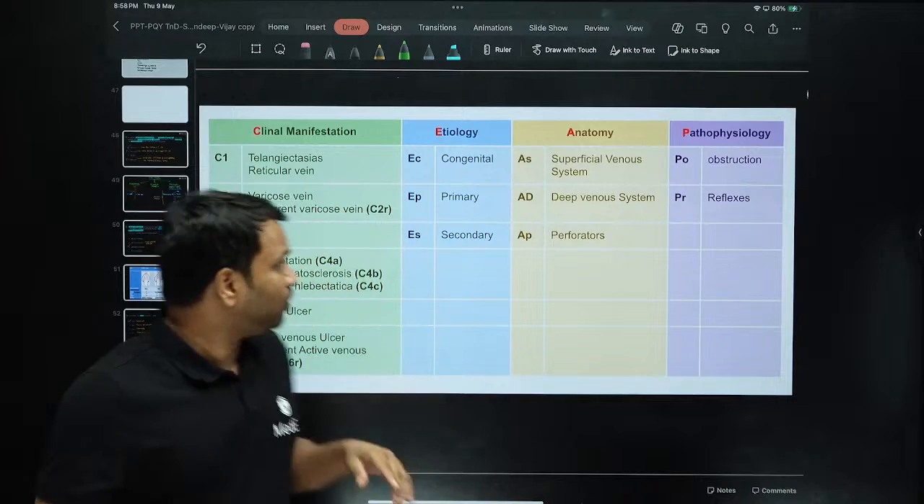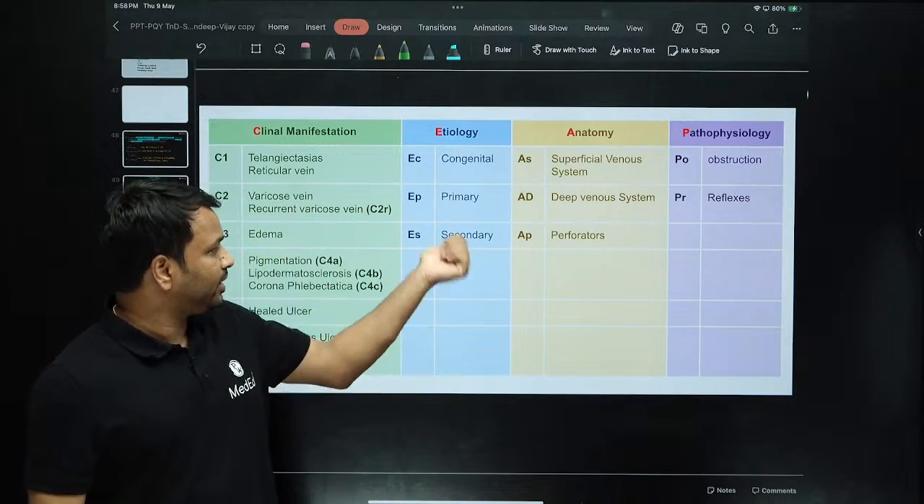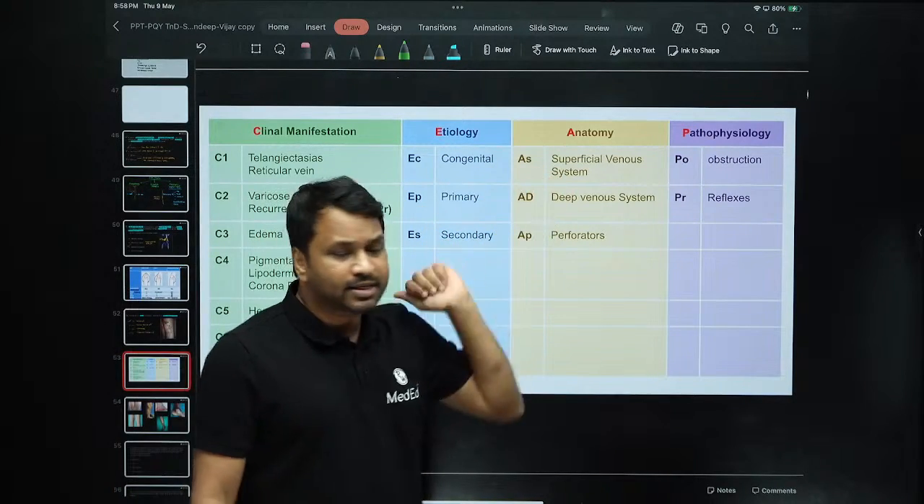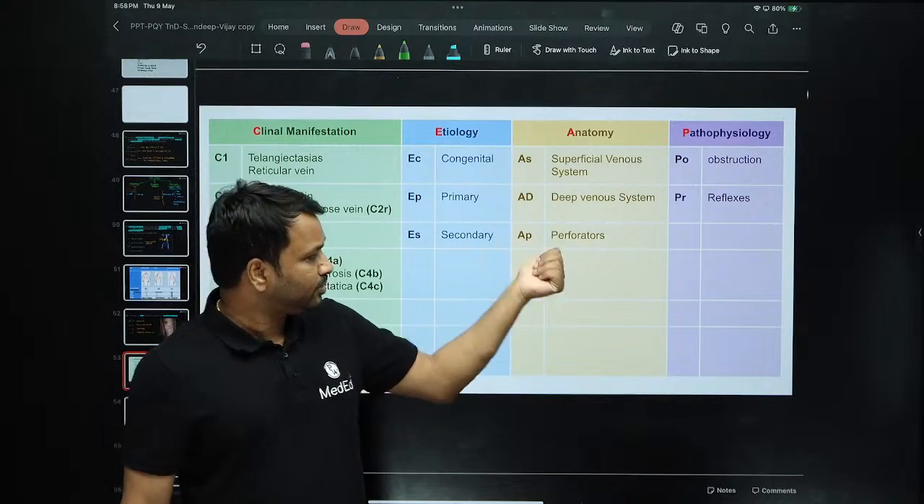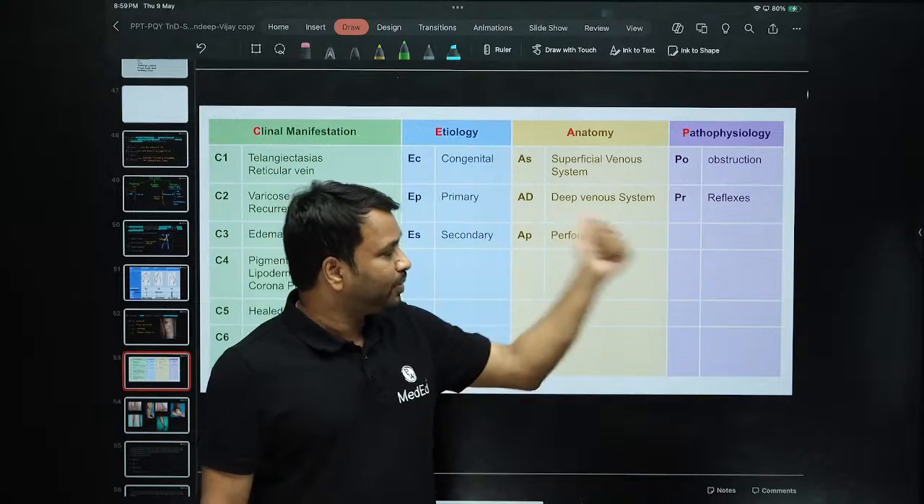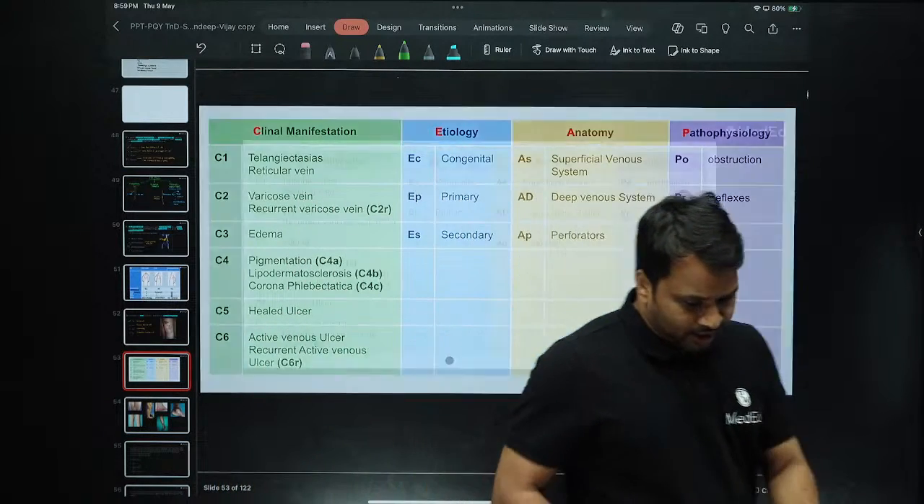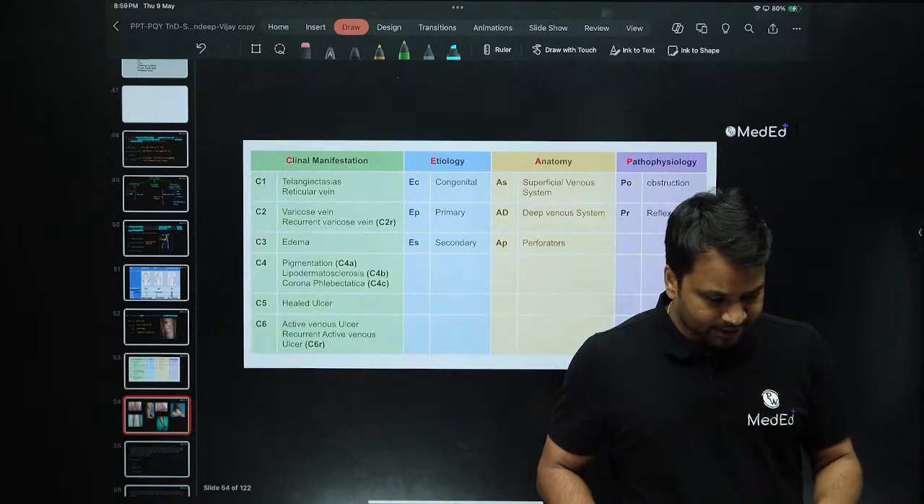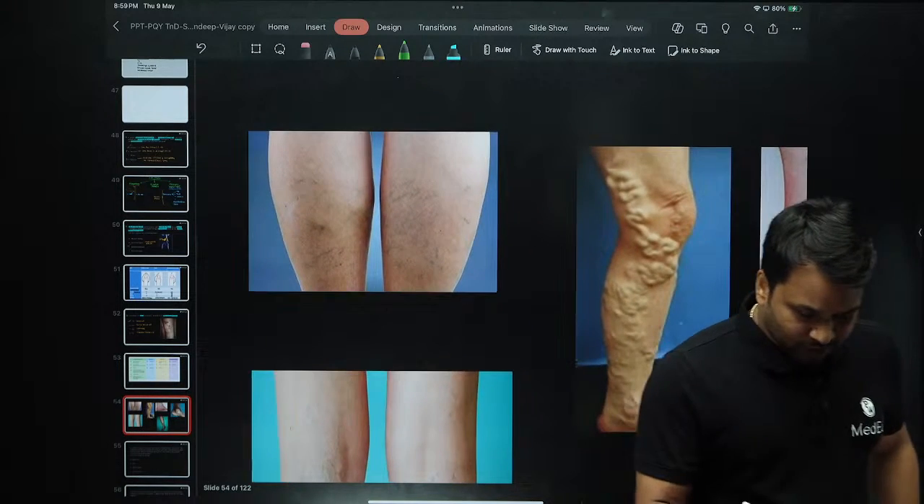On the basis of etiology, C is congenital, P primary, S is secondary. Anatomy, AS is superficial, AD is your deep system, AP is perforator. Pathophysiology, PO is obstruction and PR is reflux. Again, spotters that can be asked in the exam are these. So what is your first spotter?